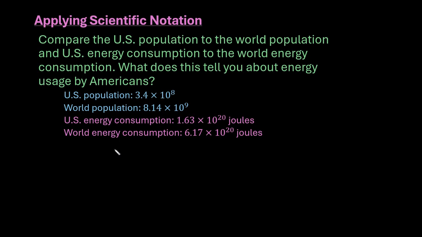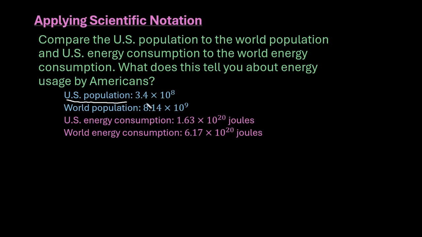So part of mathematics is kind of analyzing numbers and looking at them. And a lot of times when we're comparing numbers, the easiest way to do that is to use percentages. So that's what I'm going to do in this problem: I'm going to set up the US population as a percentage of the world population and then do the same thing with the energy consumption and then look at those side by side to see how they compare to each other.